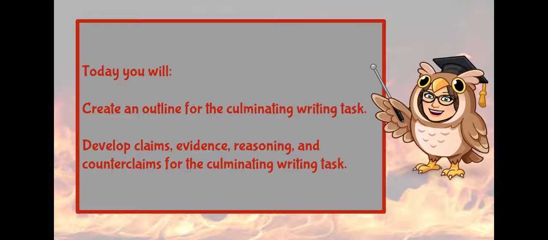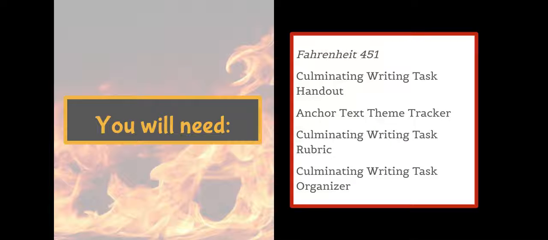Today, you will create an outline for the culminating writing task. You will develop claims, evidence, reasoning, and counterclaims for the culminating writing task. For this lesson, you will need your copy of Fahrenheit 451, your culminating writing task handout, your anchor text theme tracker, your culminating writing task rubric, and your culminating writing task organizer.